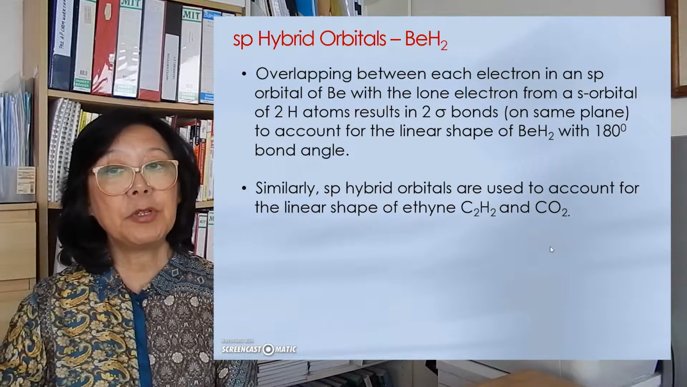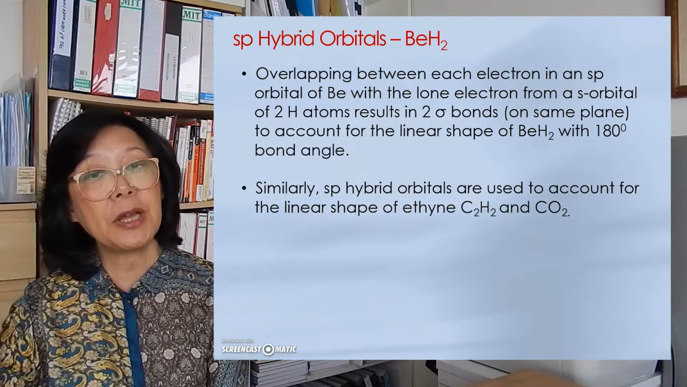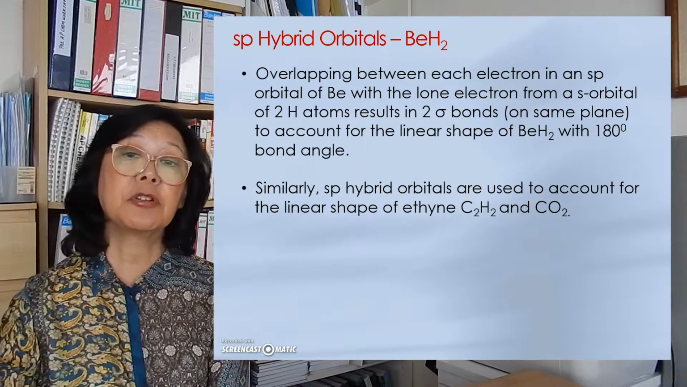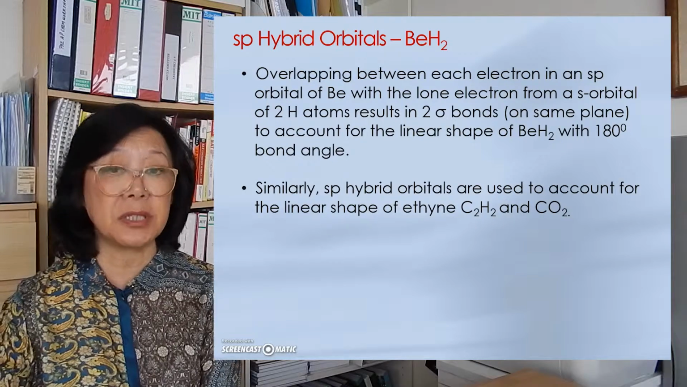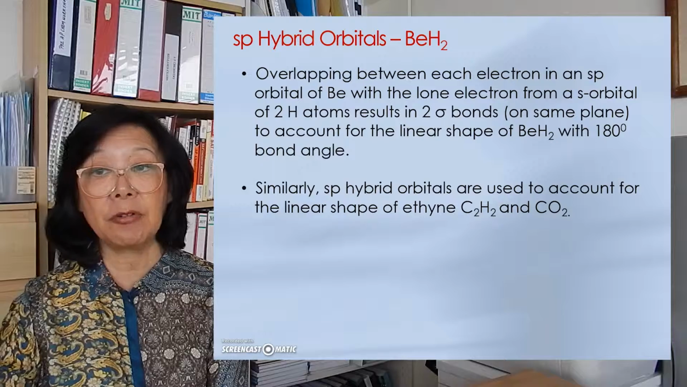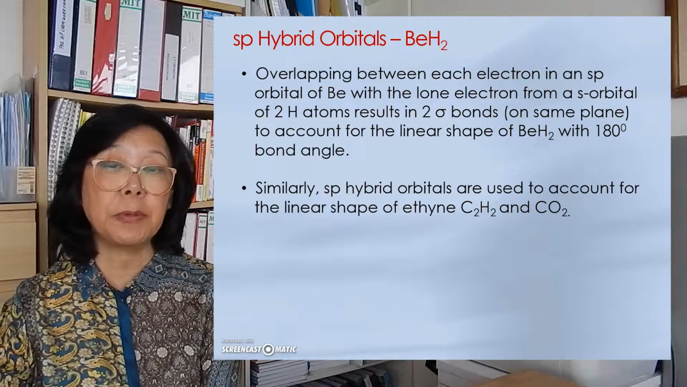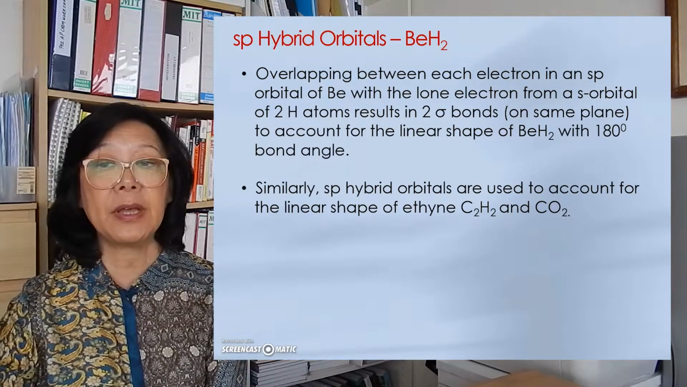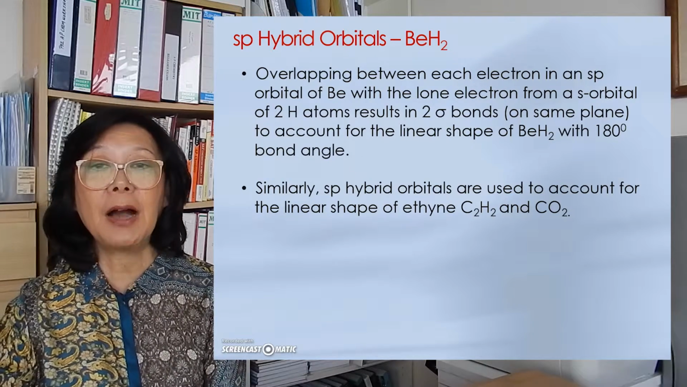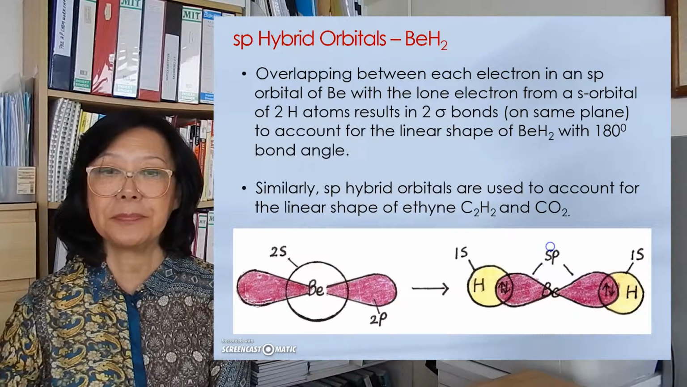So the overlapping between each electron in an sp orbital of beryllium with a lone electron from the s orbital of the H atom results in two sigma bonds. Later I'm going to talk about sigma bonds. It's really bonding on the same plane to account for the linear shape of beryllium hydride with a 180-degree bond angle. Similarly, we use the sp hybrid orbital to account for the linear shape of ethyne and carbon dioxide. So simply put, when you have a linear molecule, highly likely it's going to have sp hybrid orbitals.